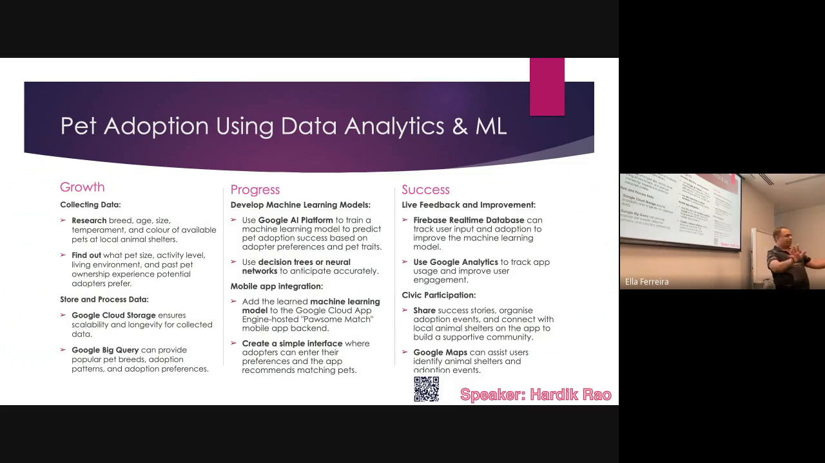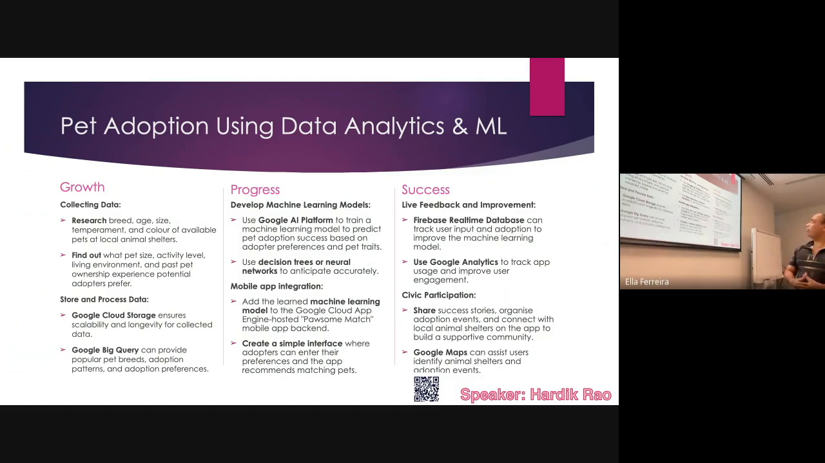Now, I took the name Pawsum Match, okay, because it's awesome, right? It has a paw. And I created a mobile app, and we created a simple interface that has the adopters there where they can enter the preferences, and the app recommends them a matching pet.